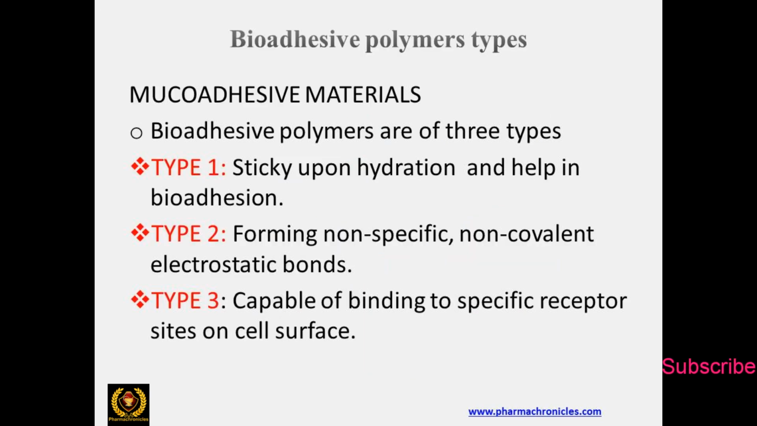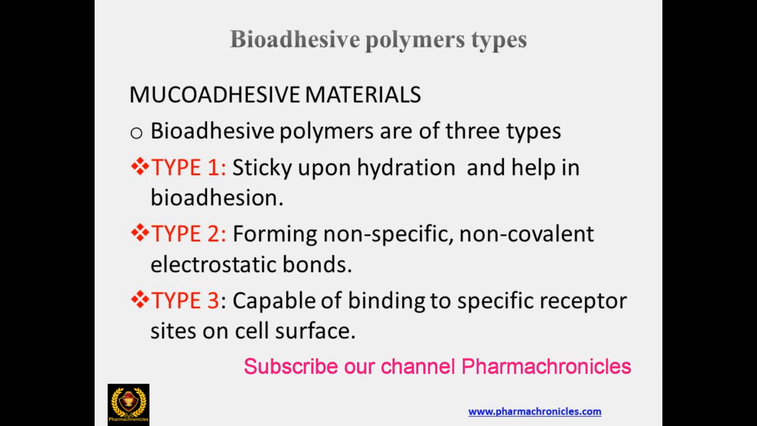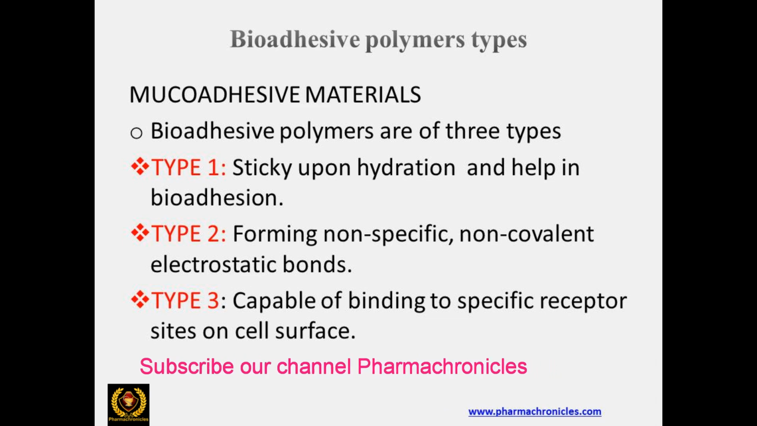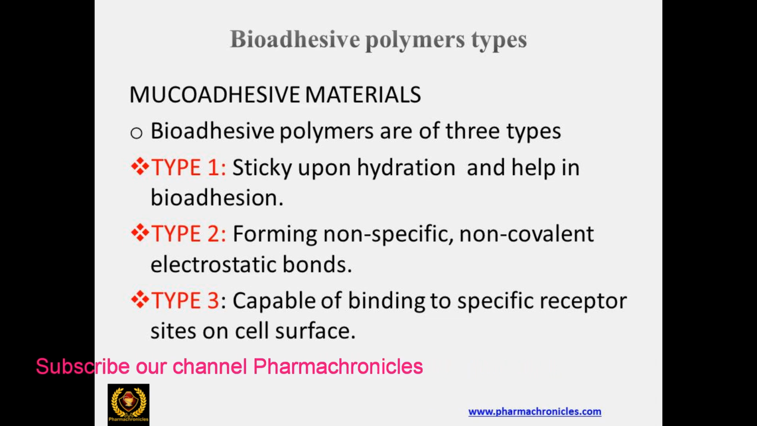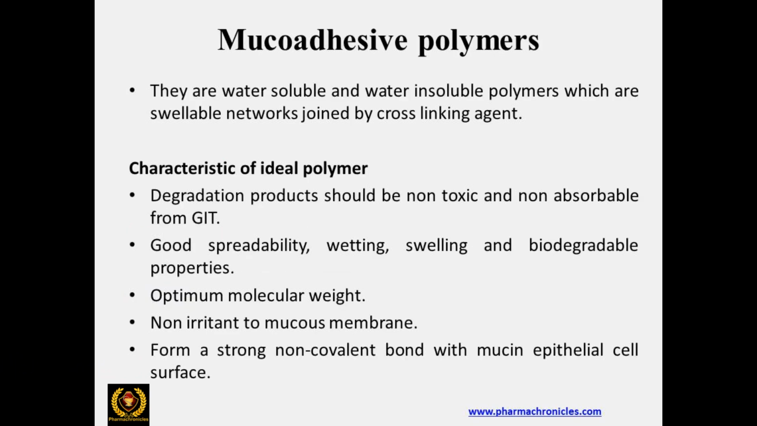Bioadhesive polymer types. Mucoadhesive materials. Bioadhesive polymers are of three types. Type 1: sticky upon hydration and helps in bioadhesion. Type 2: forming nonspecific, non-covalent electrostatic bonds. Type 3: capable of binding to specific receptor sites on the cell surface. Mucoadhesive polymers are water-soluble and water-insoluble polymers which are swellable networks joined by cross-linking agents.